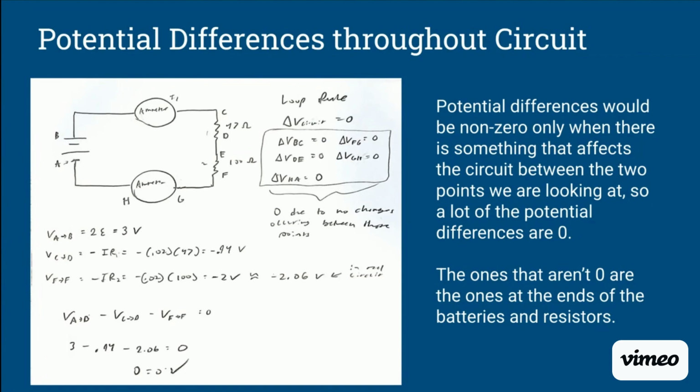However, the potential differences that aren't 0 are the ones on the battery and the resistors. As you can see from the picture on the left, the voltage of the battery is 3 volts, the voltage of the 47 ohm resistor is negative 0.94 volts, and the voltage of the 100 ohm resistor is around negative 2.06 volts, which is correct since they add up to 0 volts, satisfying the loop law.